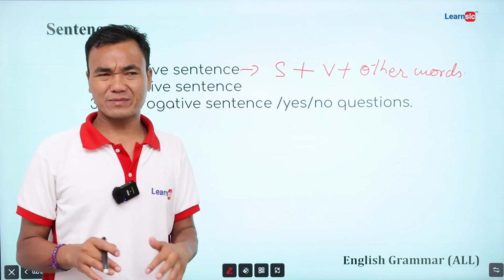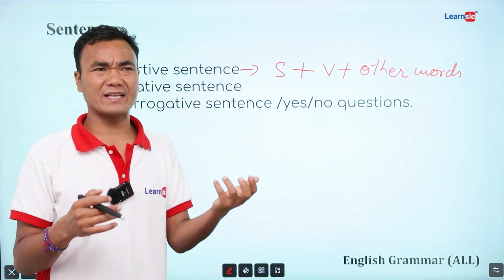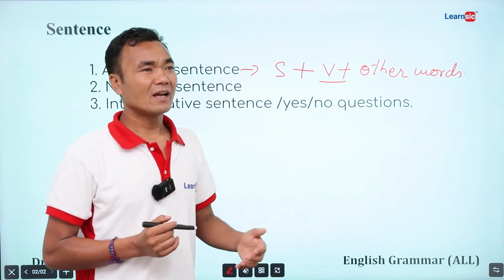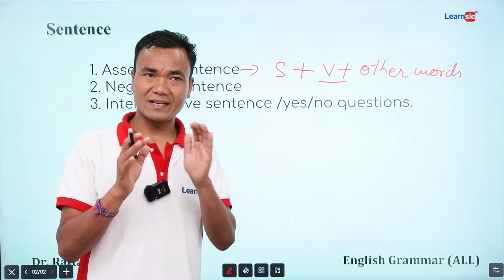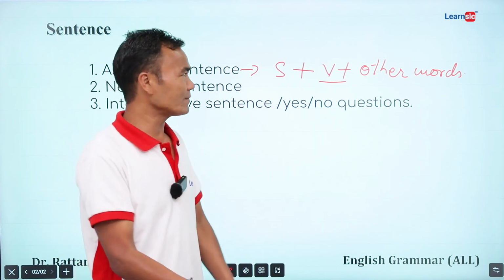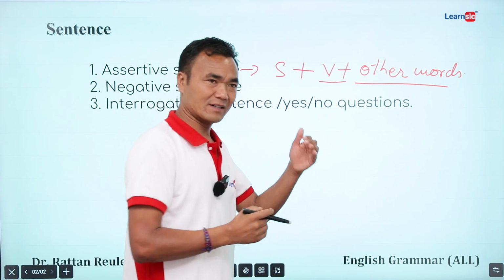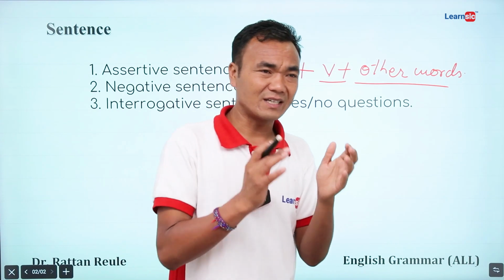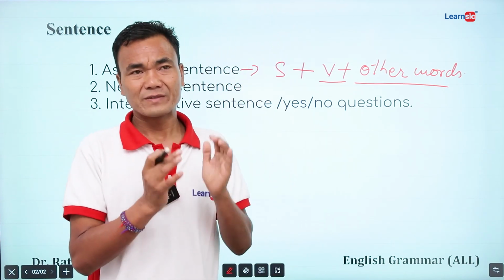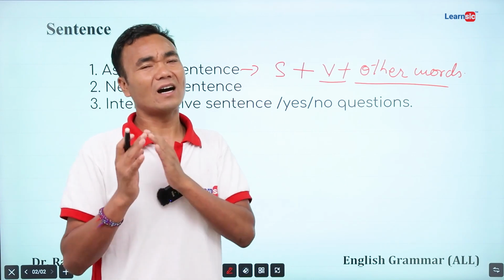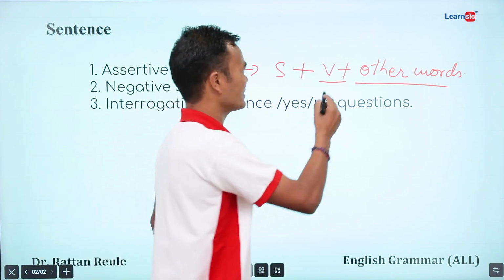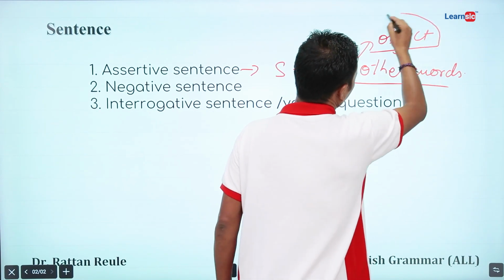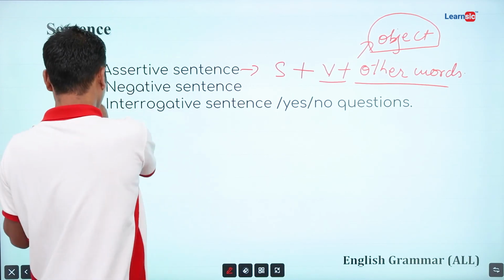Subject can be any kind of subject, singular or plural: I, she, boys, students, girls. The verb may be a helping verb, and sometimes both a helping verb and a main verb, or only a helping verb, followed by other words. So this is our formula to learn that an assertive sentence has three parts: subject, verb, and other words, which we sometimes also call the object of the sentence. That is one thing to understand.